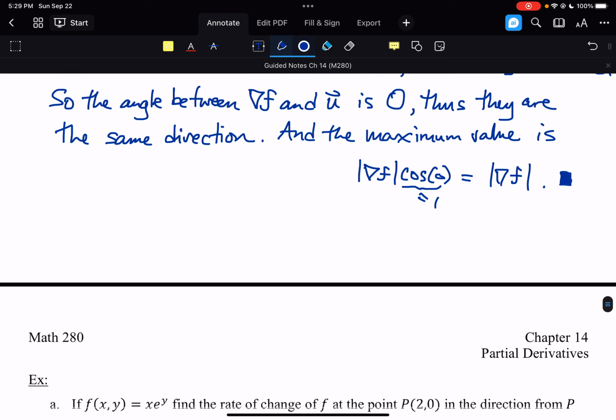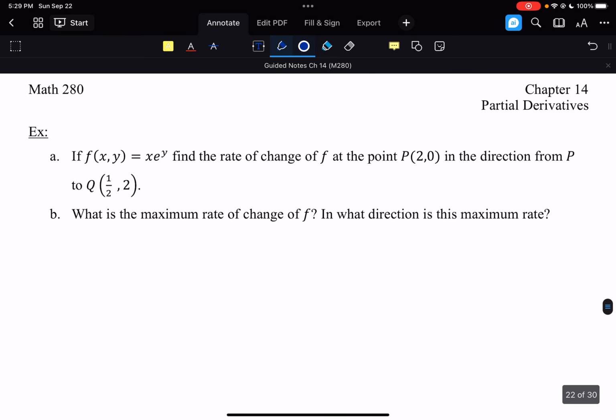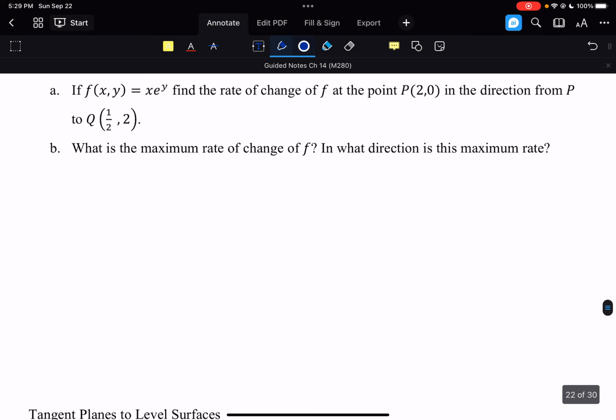So let's take all of these things together and try out another example. We have a function, f of x, y equals x e to the y. Find the rate of change of f at the point 2, 0 in the direction from p to q, which is 1/2 comma 2. And then it's asking what the maximum rate of change is and in what direction it's going. Okay.